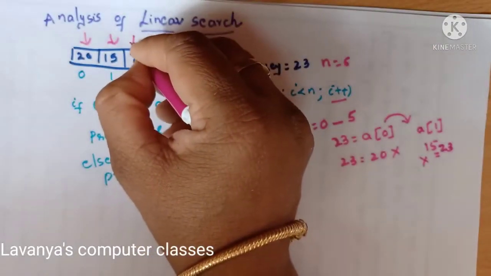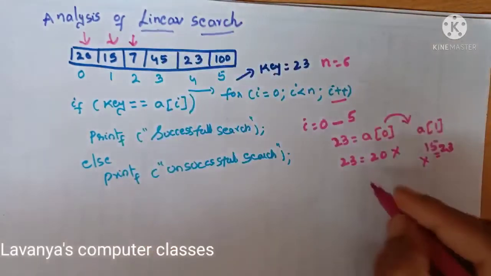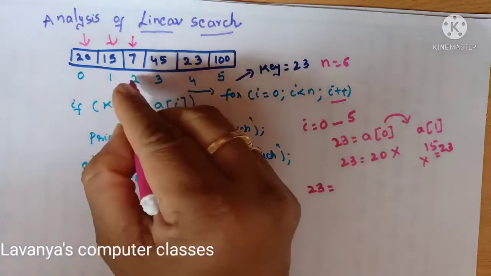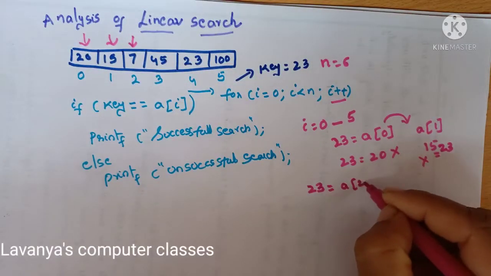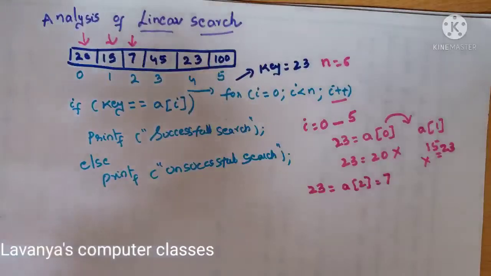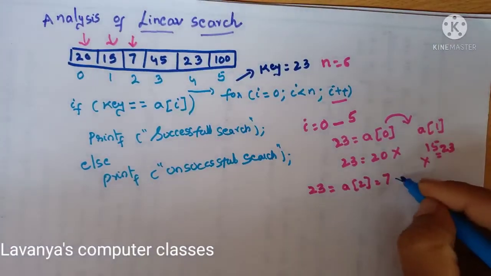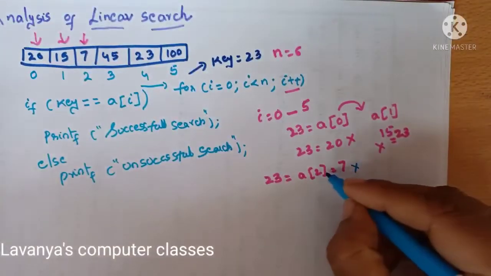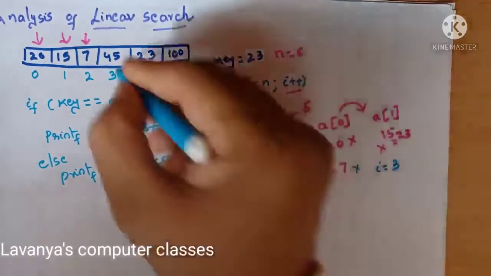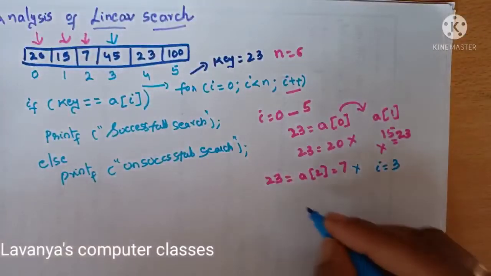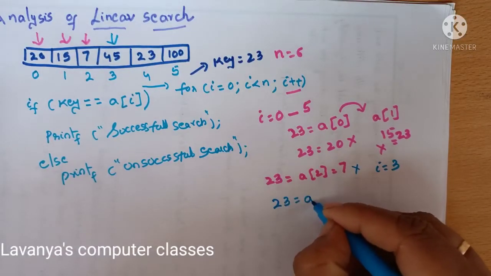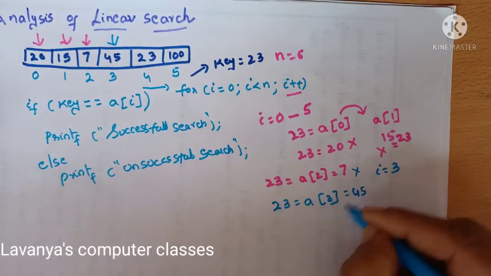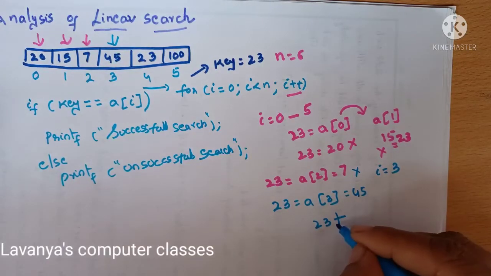i plus plus means i value is coming to the second place. That is 7. What is your key value? The key value is 23. A of 2 is 7. Is 23 equal to 7? No, here also the condition is wrong. Then again we go for i plus plus. i is now 3. What is A of 3? It is 45. Is 23 equal to 45? No, it is also wrong.